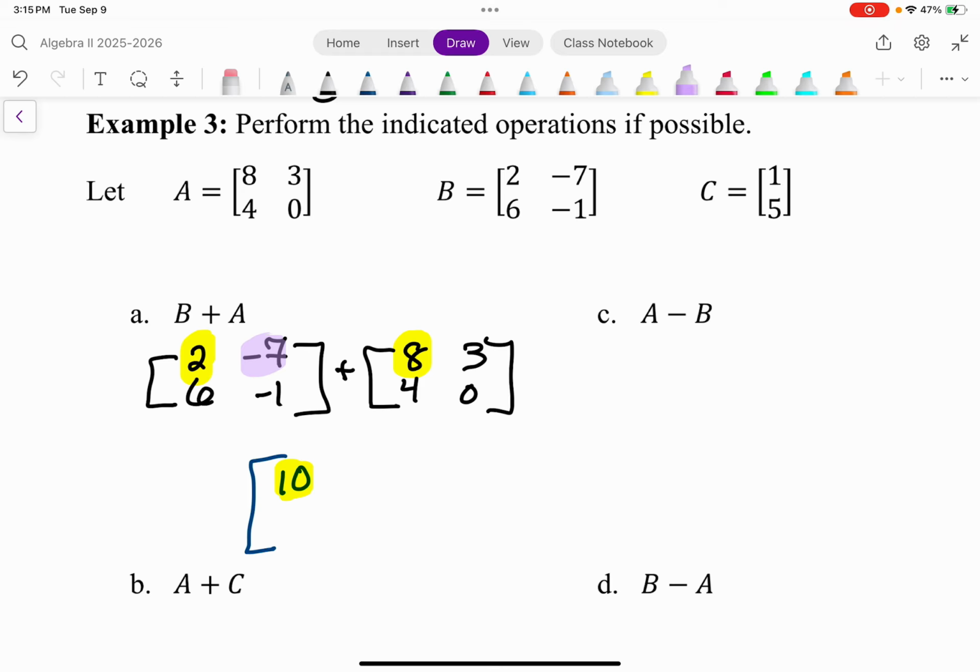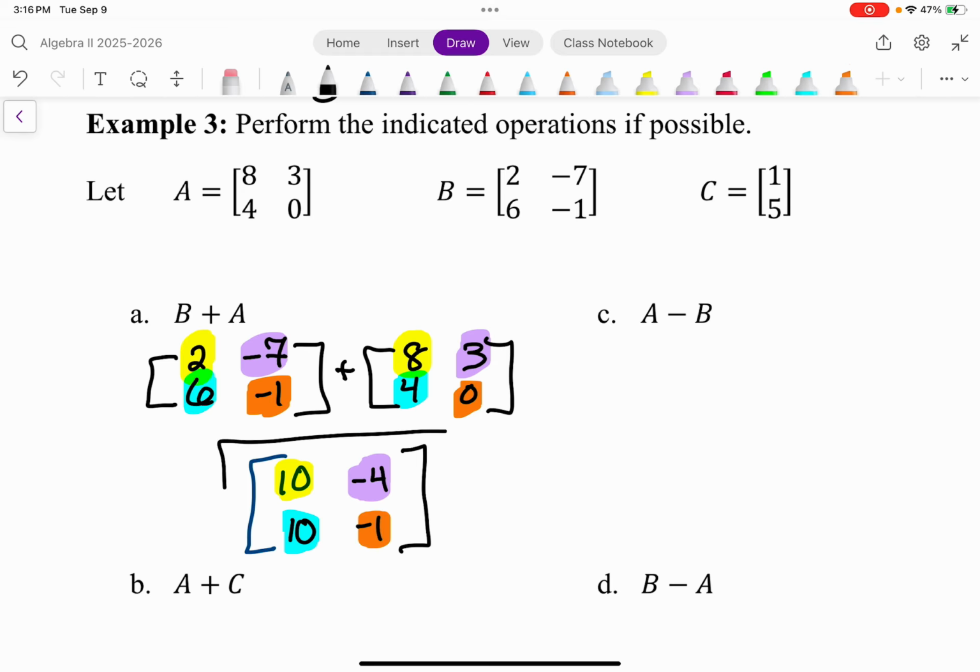Then we're going to move on to row 1, column 2, and in this one, we're going to take -7 plus 3, and that will give us -4. And that goes in the same location as where those two values were that we added together. Next, we're going to do row 2, column 1, 6 plus 4. That gives us 10. And it goes in the same location. And lastly, -1 plus 0, and that will give us -1. This new matrix is the one that would be your final answer.